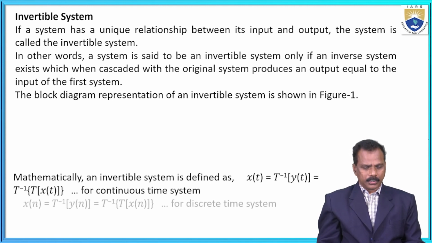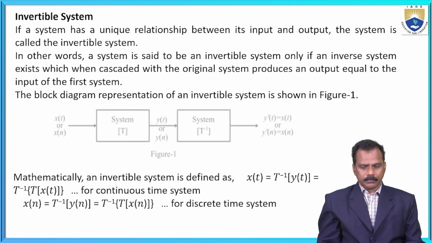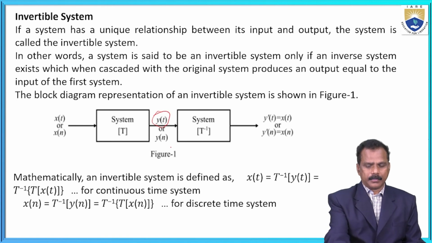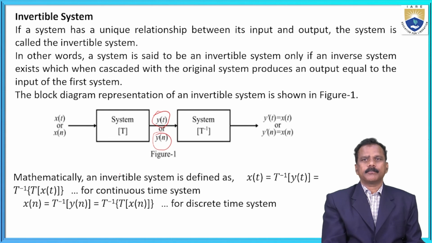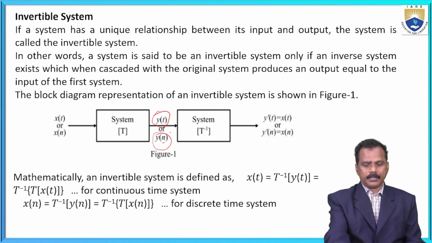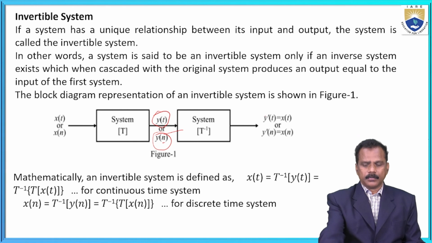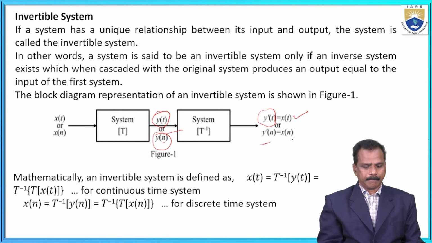Okay, so here in the block diagram, x of t or x of n is given to the system operator T. We expect the output y of t or y of n. That y of n or y of t is given to the inverse system operator T inverse. We expect the output y dash of t to be equal to x of t, or y dash of n to be equal to x of n.